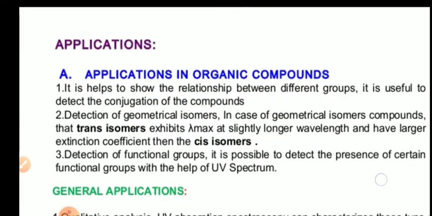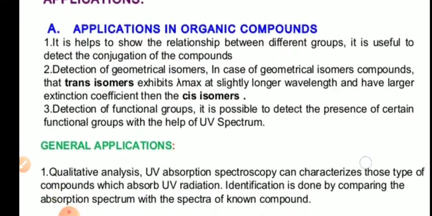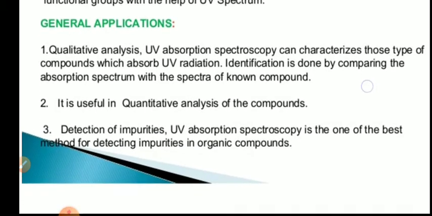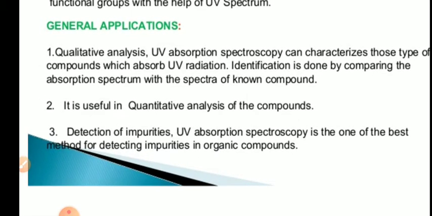Now let us discuss the applications of UV visible spectrophotometry. It is helpful in telling us the relationship between different groups. It is useful in detecting the conjugation of compounds. The first important application of UV visible spectrophotometry is qualitative analysis.